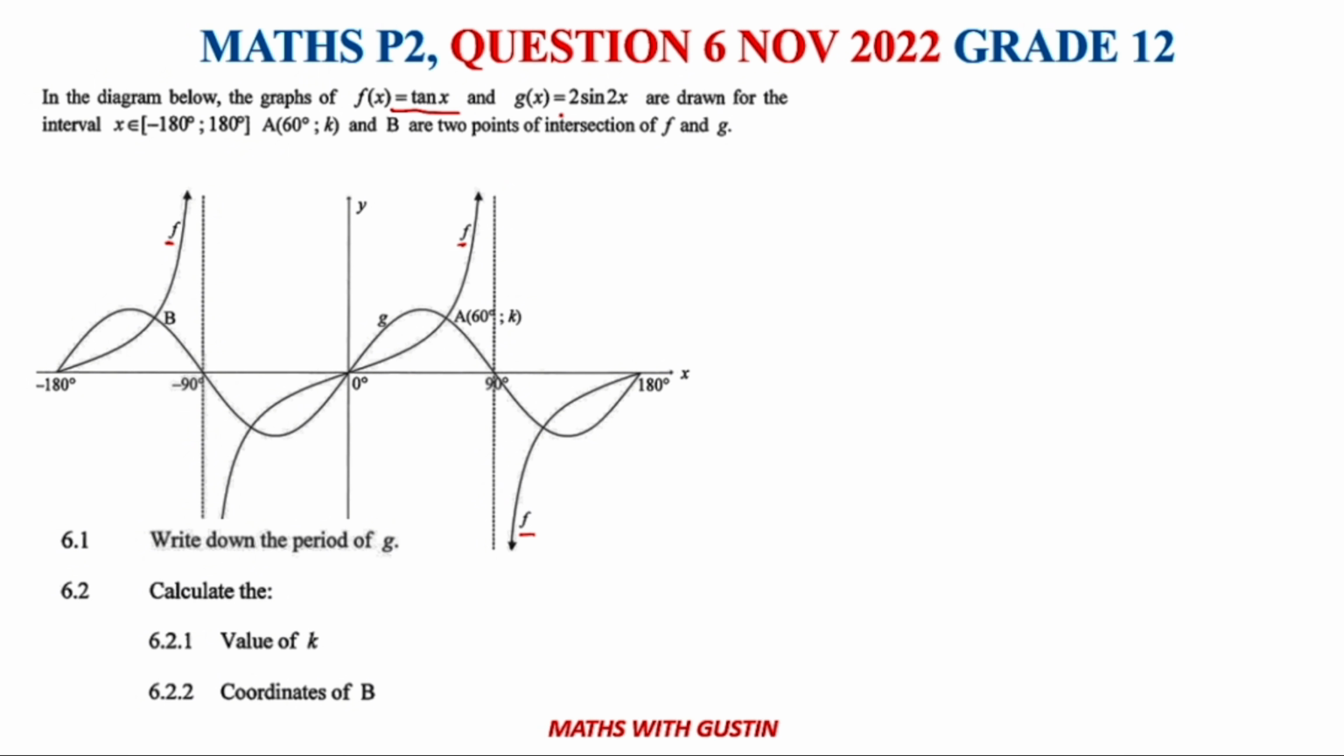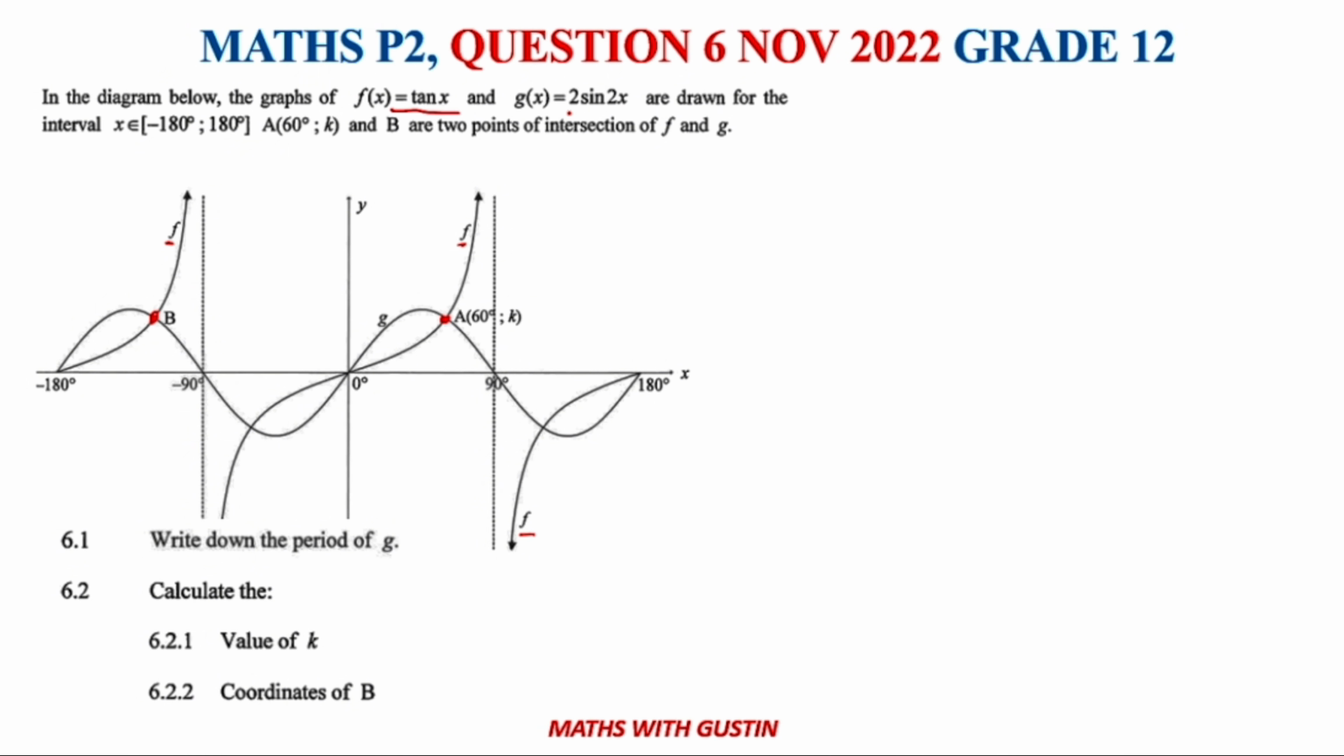And then g of x is given by 2 sin 2x, drawn for the interval of negative 180 to 180 degrees. We are given a point of intersection here as A, it's (60 degrees, k), and then B is another point of intersection as well. All right, good stuff. Now let's have a look at question 6.2, which says write down the period of g.